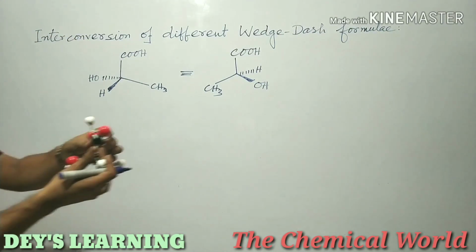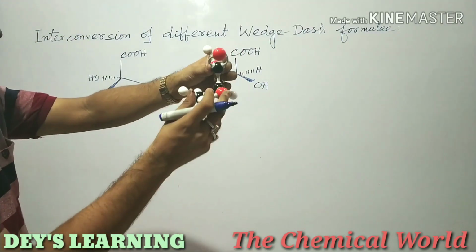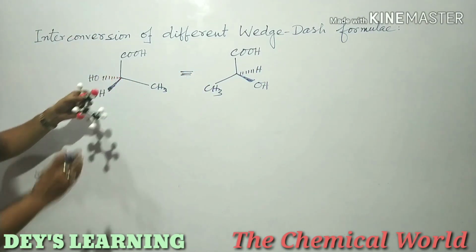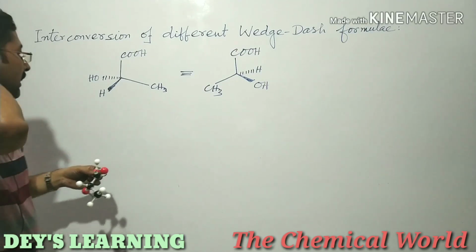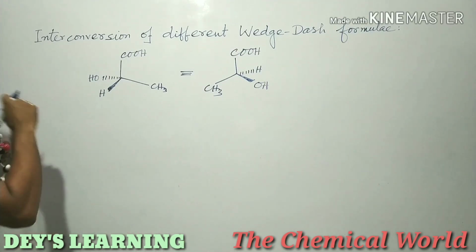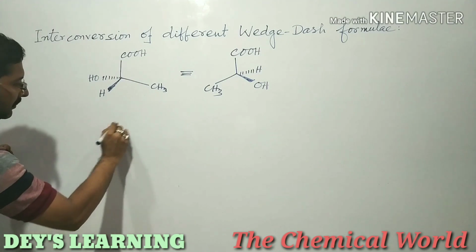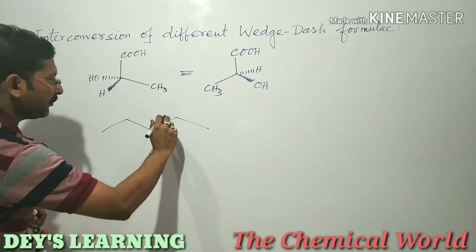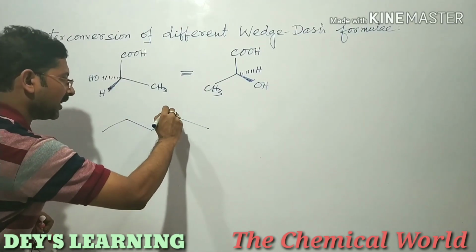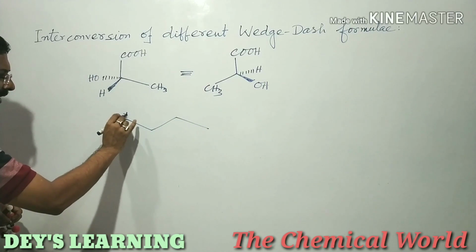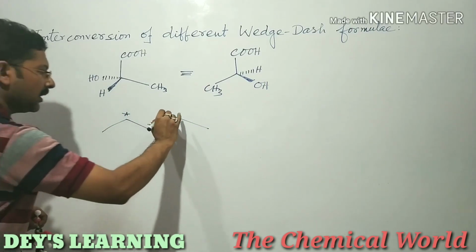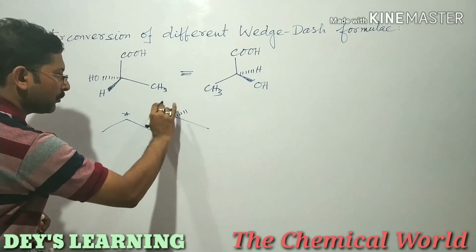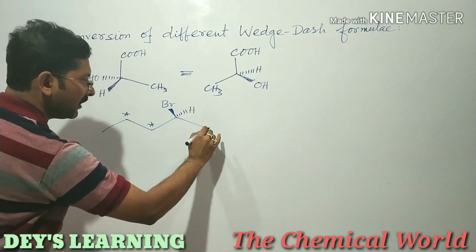Of course, these two molecules are identical. This one is this one and this one is actually this one. In the same way, you can do everything. Look at here. Say this sort of presentation is there. Say this carbon is chiral carbon. Say again this one is chiral, and say this one is bromine and this one is hydrogen, this one is CH3.